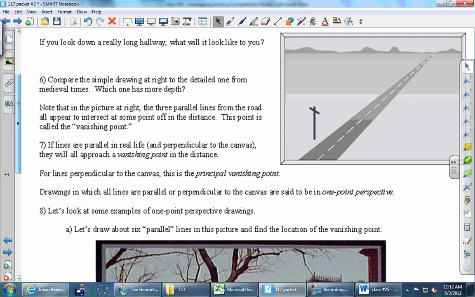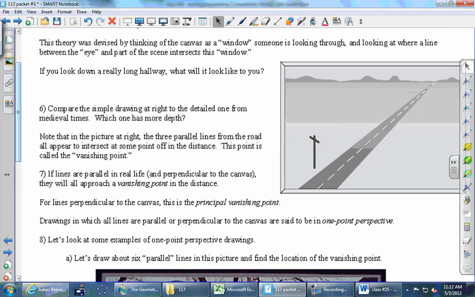All right, so if you look down a really long hallway, what does it look like to you? I know that the walls are parallel to each other on either side of the hallway. What does it look like if I look really far down this hallway? Looks like it gets narrower. You've seen that with train tracks too.